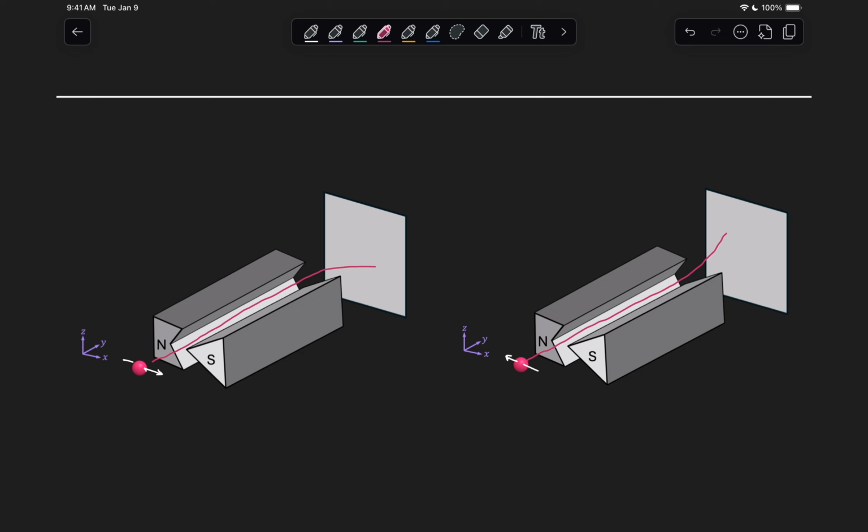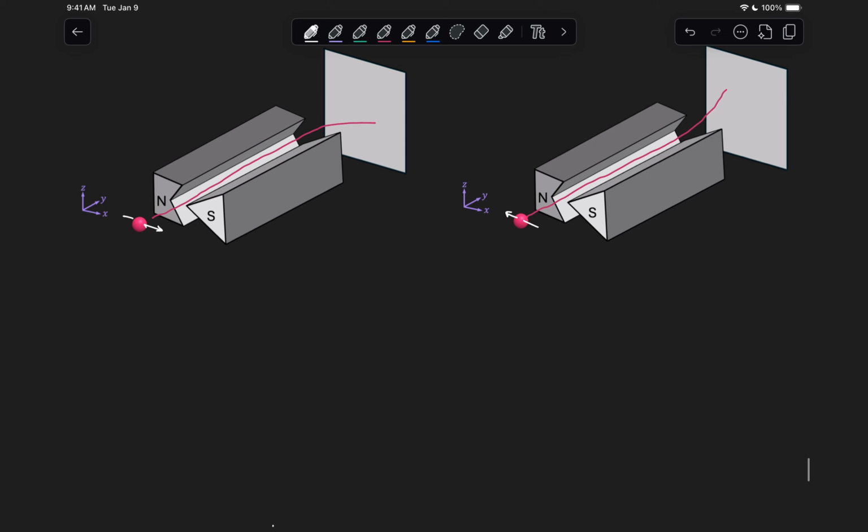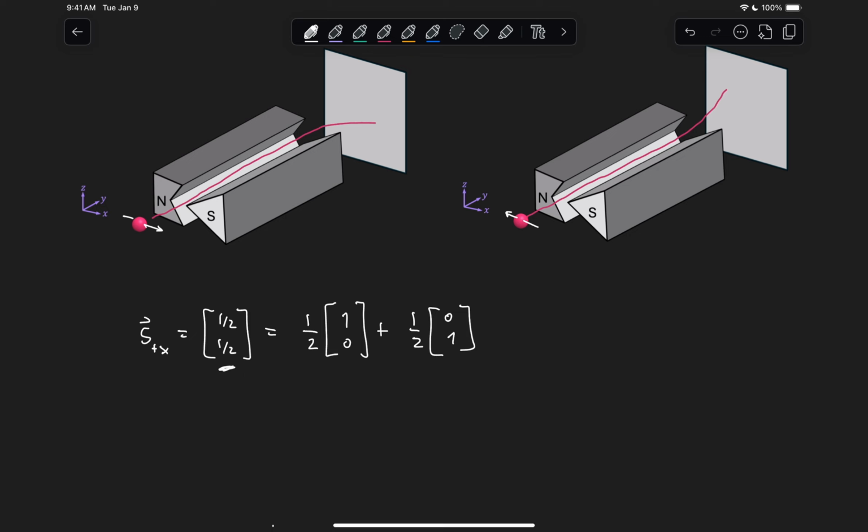Furthermore, we can show that mathematically this just doesn't work. So for example, if we take again our vector for spin in the plus x direction, which we said was a vector with 1/2 and 1/2, we can actually factorize out this 1/2 and express this in terms of the vector (1, 0) and the vector (0, 1). So if we add up these two vectors, we see that we get the same as we have here, which means that an electron with spin in the plus x direction can be expressed in terms of the vectors for electrons with spin in the plus z direction and in the minus z direction.